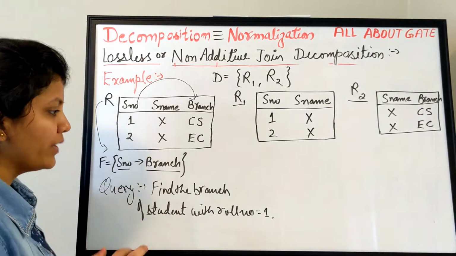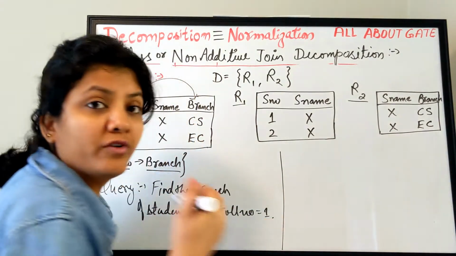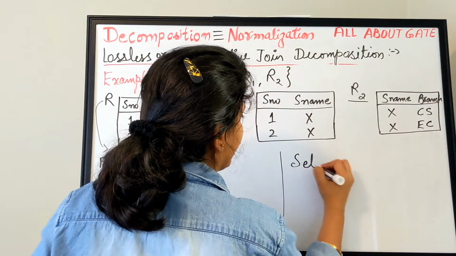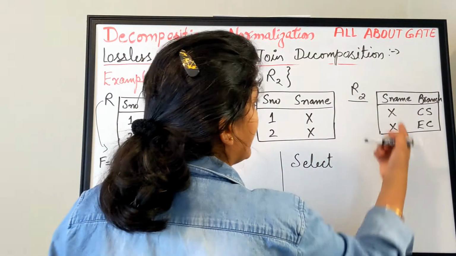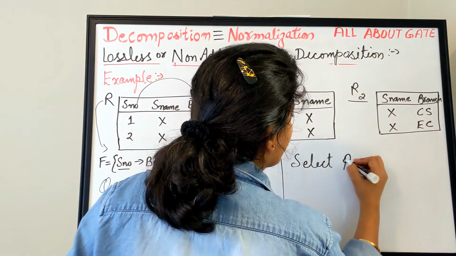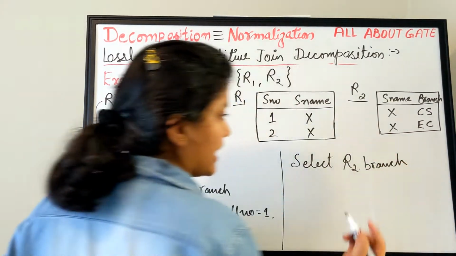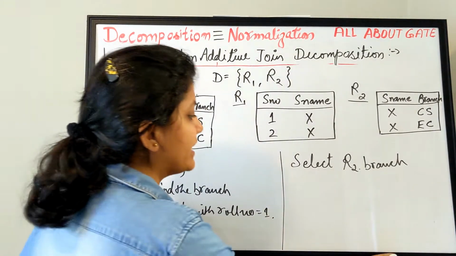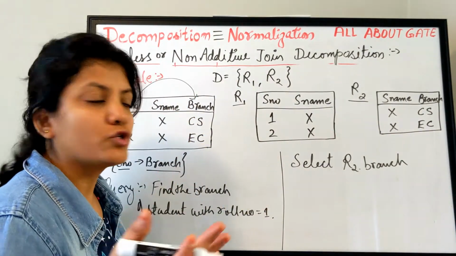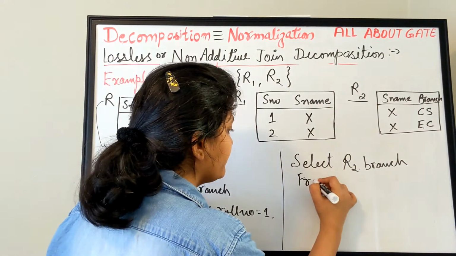So I'm just going to write the query first, and then I will show you how we perform that. What do we have to select? We have to select branch, and we are selecting branch from R2, so R2 dot branch. I understand we have not done the SQL part yet, but it's very simple. You need not go into detail, you just need to understand the need of the join operation. So I'm going to select R2 dot branch from.